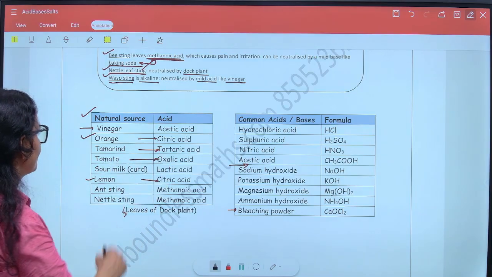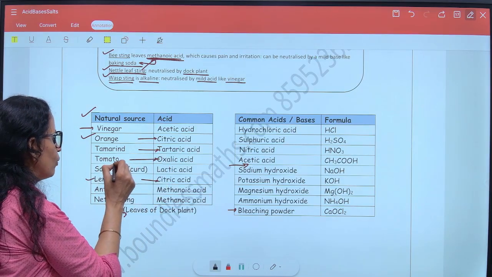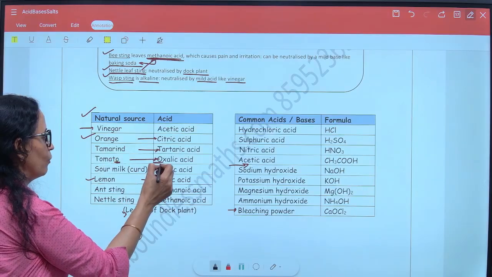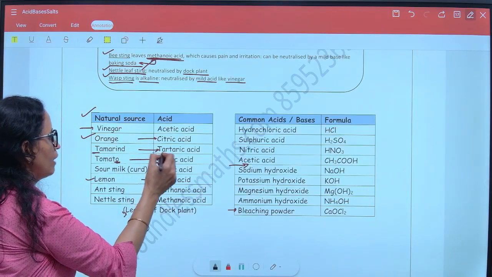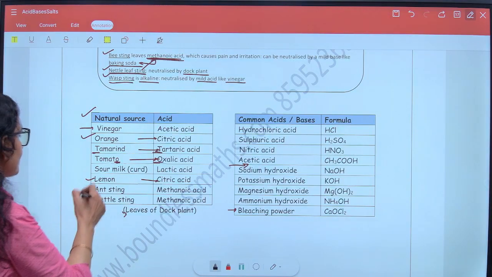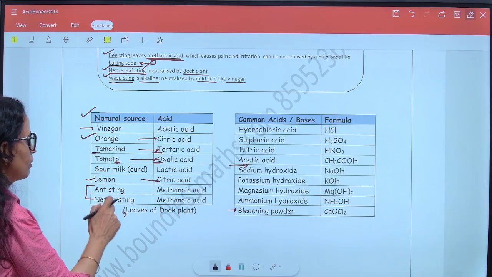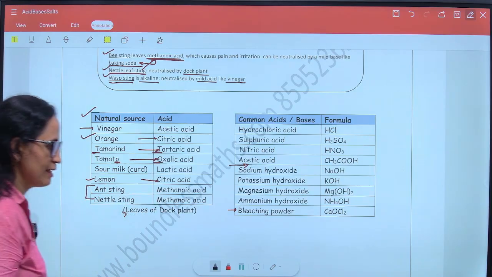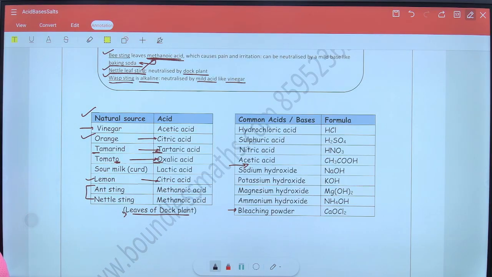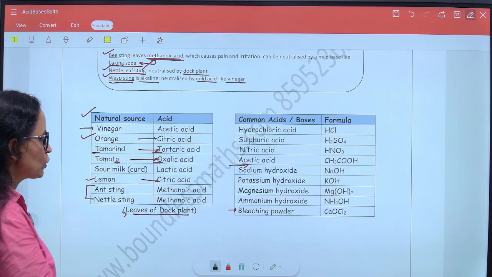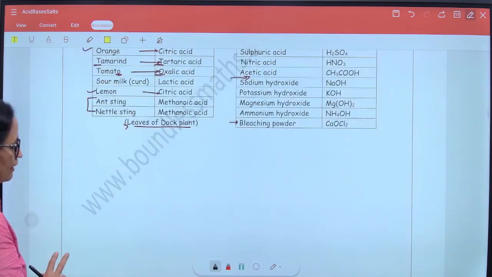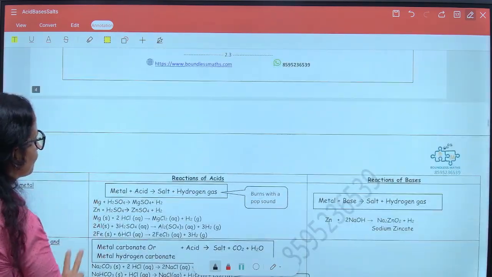Now how to remember this? The word tomato ends with O. That means the acid present in tomato is oxalic acid, OO. But tamarind has tartaric acid, so don't mix both of them. Next is ant sting and nettle sting, which we already talked about. They release methanoic acid and this can be neutralized by the leaves of dock plant, right? So hope you are clear with the basic formulas that we are going to see in the next slide.